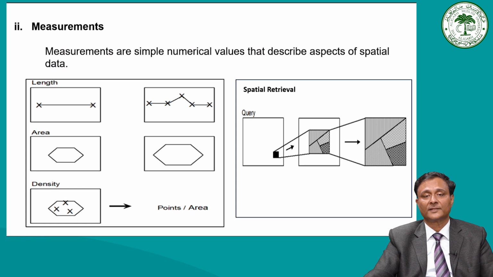Another could be measurements. Measurements are simple numerical values that describe aspects of spatial data. They include measurement of simple properties of objects like length, area or shape, and of the relationships between pairs of objects like distance or direction.